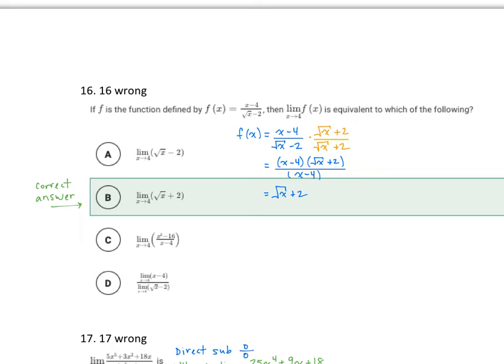Next would be number 16, where 16 of us got it wrong. If f is the function defined by f of x equals x minus 4 over the square root of x minus 2, then the limit of f of x as x goes to 4 is equivalent to which of the following? This is just going back to some algebra skills and getting those radicals out of the denominator. So multiply numerator and denominator by the conjugate. When we do, the x minus 4s cancel, and we're left with our answer here. So B is our correct answer.